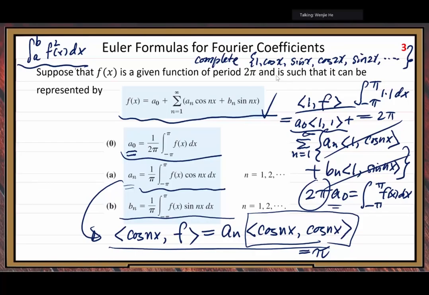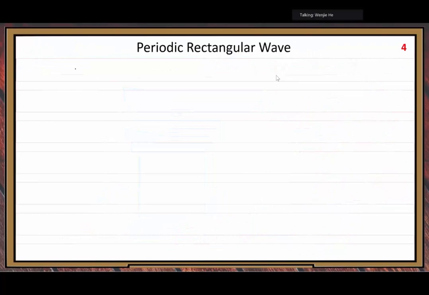Later we have a special identity, so we will see. No missing, so the system is complete. Assume the trigonometric series is convergent. Later. So let's do some calculation here.